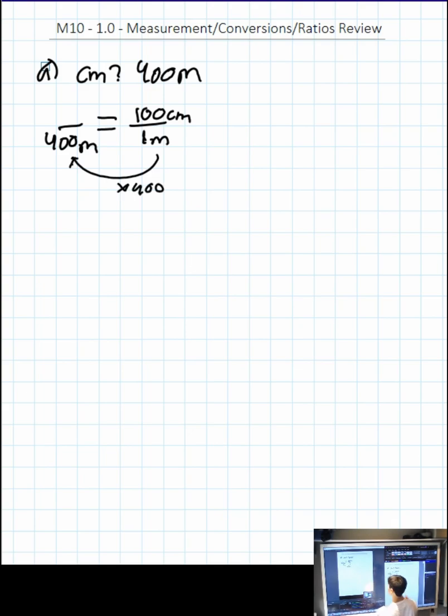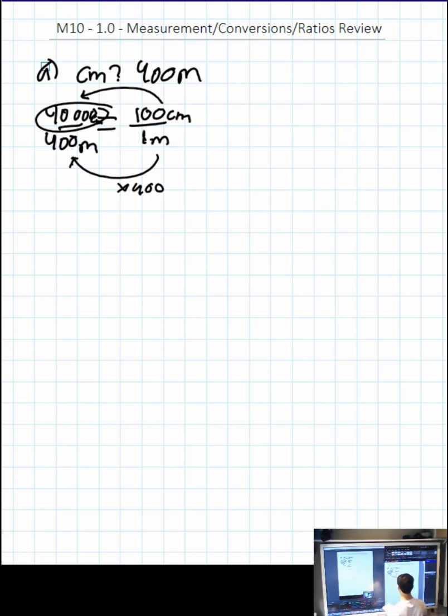Now, we're going to put an arrow from the 100 to the left, and recognize that we're going in the same direction, so we're going to do the same operation, times 400. Now, 100 times 400, 1 times 4 is 4, and we have 4 zeros. 40,000, and let's say centimeters, and circle our answer. So that's the way we're going to do it, the old way. Now we're going to do it the better way.